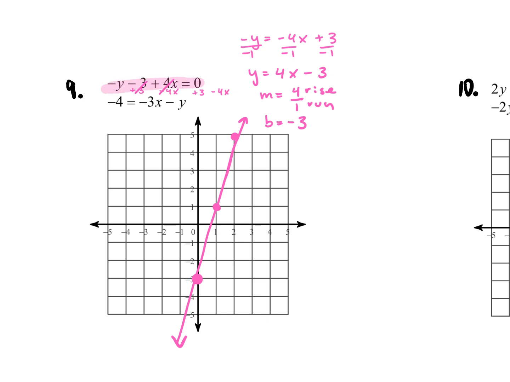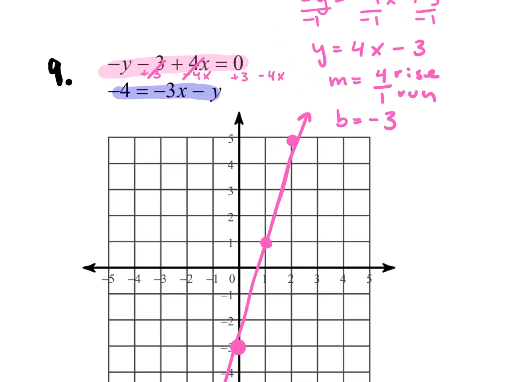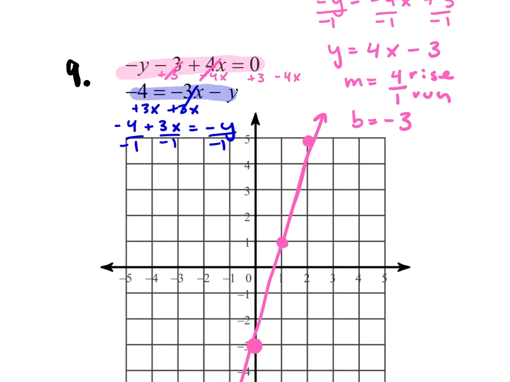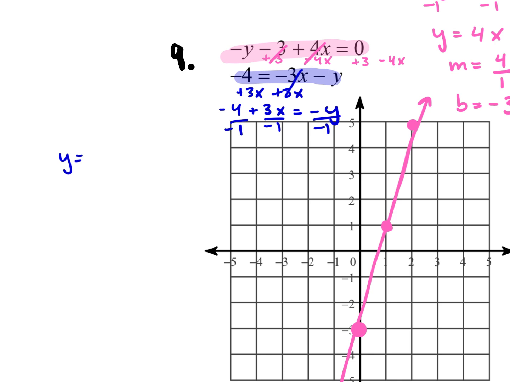We're going to do the same thing with the second line. How can I get this equation to be in the form of y equals mx plus b? What could we do? 3x to the other side. Okay, we can add 3x, move it to the other side. So we get negative 4 plus 3x is equal to negative y. Then what do we do? Divide by negative 1. So we get y equals negative 3x plus 4.